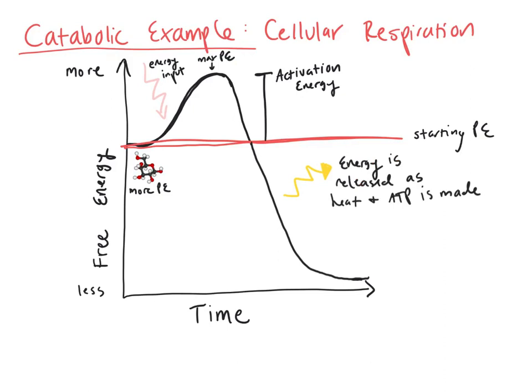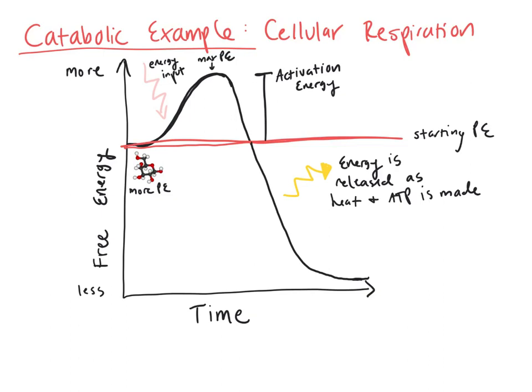So remember, the second law of thermodynamics states that whenever you convert energy from one form to another, some of that energy is going to be released and increase the entropy of the universe. In this case, this heat energy is released, which is going to excite the particles around the cell and around you, which is technically increasing the entropy.